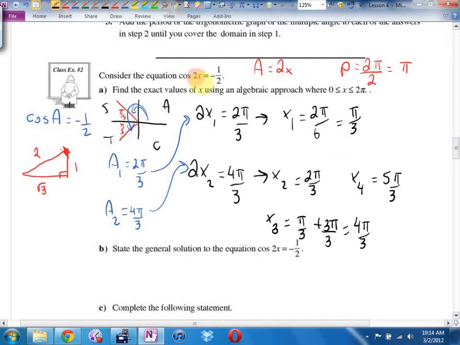Hey, what if there had been a 3 there? I'd have a 3 there. To get the x by itself, I would have ended up dividing my primary answers by 3. It'd be a 9 down there.